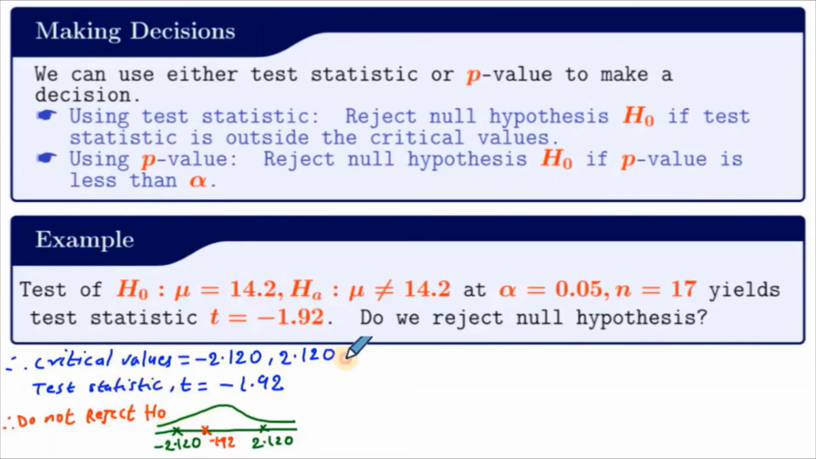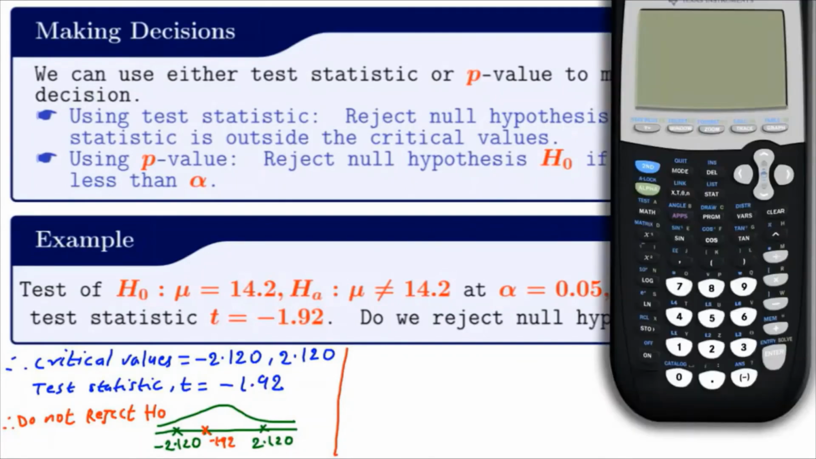So now let me show you how to make this decision using p-value. So to get p-value with t-distribution, we must use technology. Let's use TI-84. So for that, let me pull up my calculator on the screen. Now go to second distribution. Then we'll be using TCDF, which is number 6 here. TCDF, then hit enter. So here we want to find area below negative 1.92.